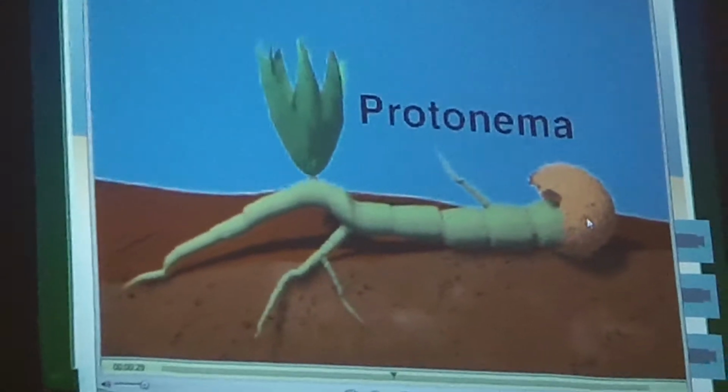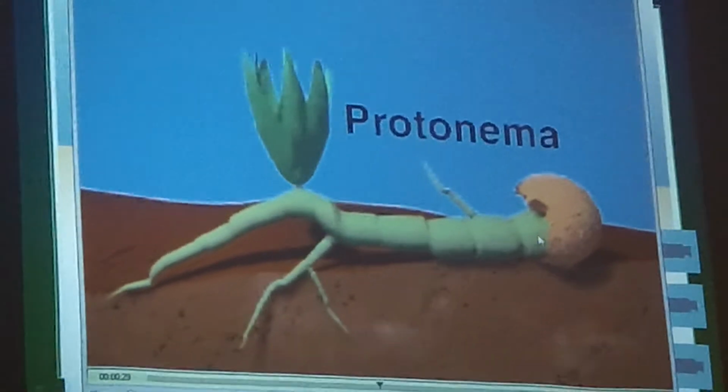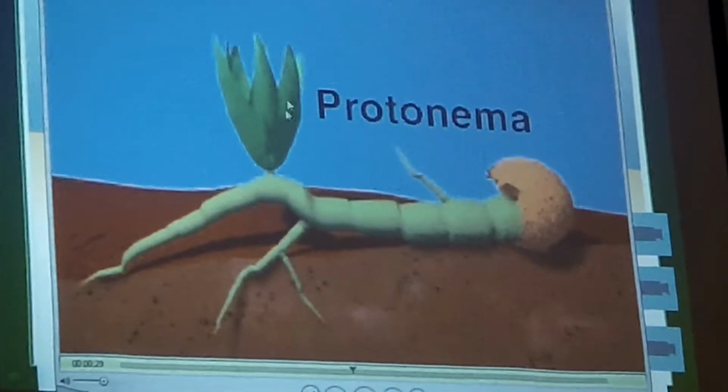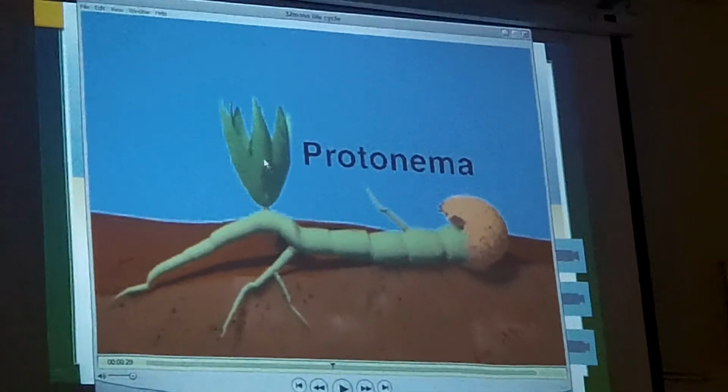protonema. Okay, so that's that horizontal running branch that I was telling you about. All right, 10 points if you can tell me what this is growing up from that horizontal running branch that comes from the spore.